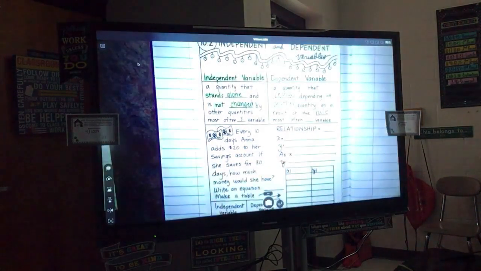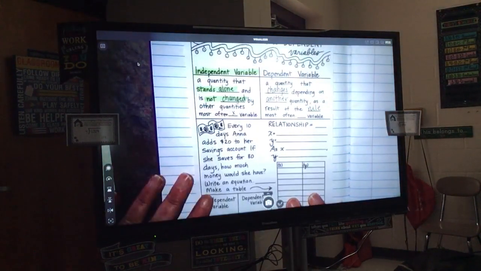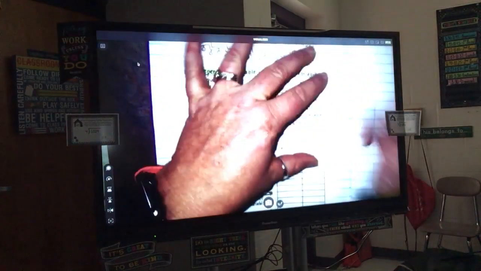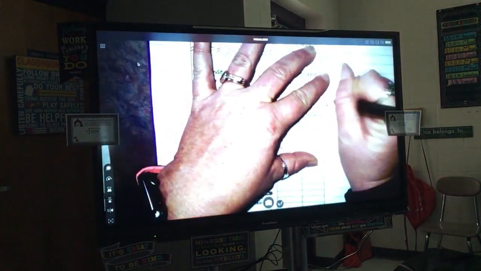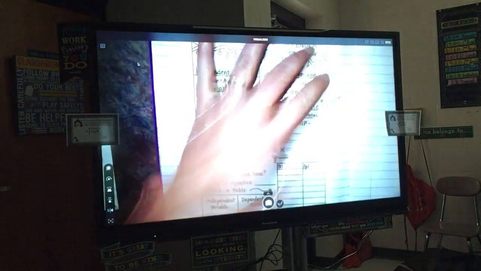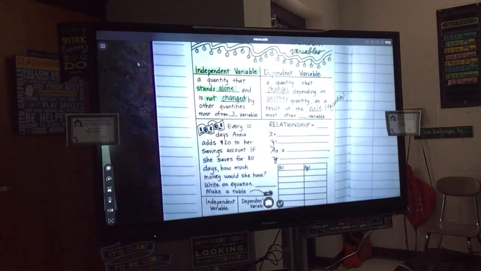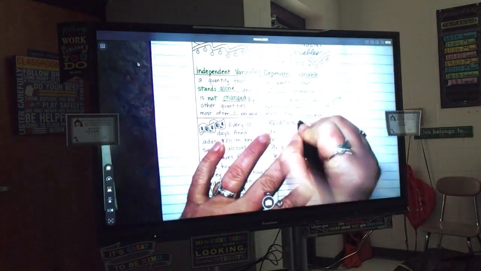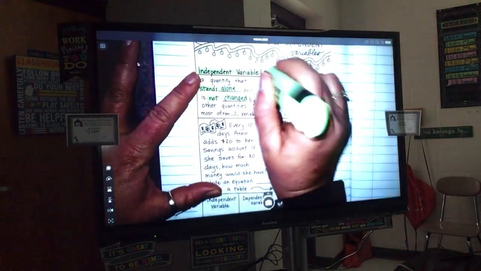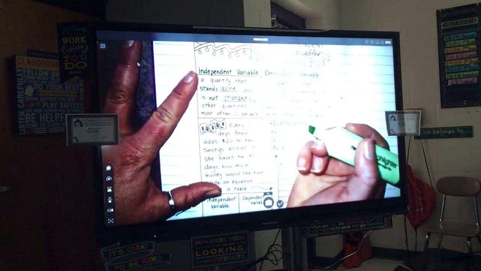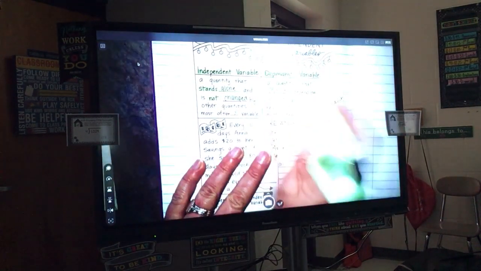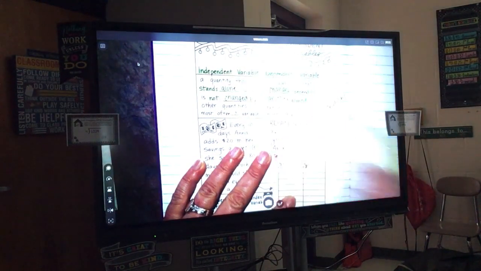And your rule, guys, so position your paper where you're going to glue it in. Your rule is the equation. Okay? If that makes sense. So your y changes depending on what you plug in for your equation. Okay? And is most often the y variable. All right, so you need to highlight dependent variable, changes depending on another quantity, is the result of the rule or the equation.